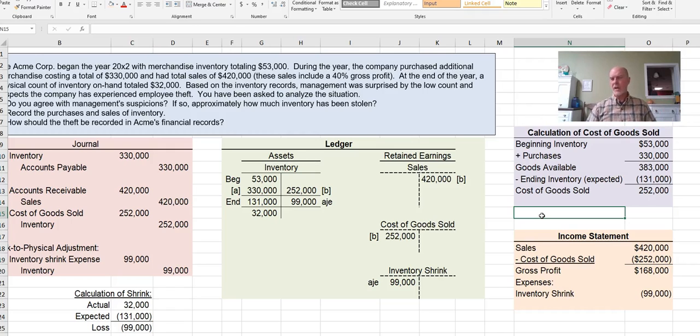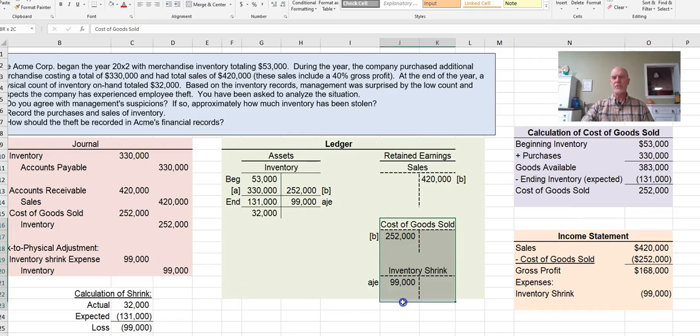So it's good to hire good people, but also to try to set in place control mechanisms, internal controls, to kind of monitor what's going on. Okay, so that's inventory shrink, which is an expense account. And again, let me emphasize, cost of goods sold and inventory shrink are both expenses. Both of them are temporary accounts that close at the end of the period.